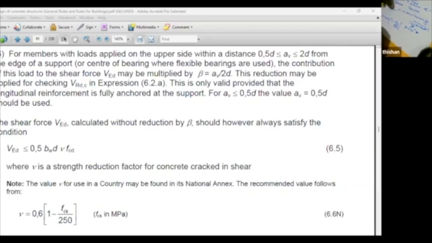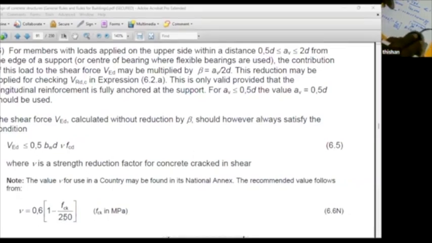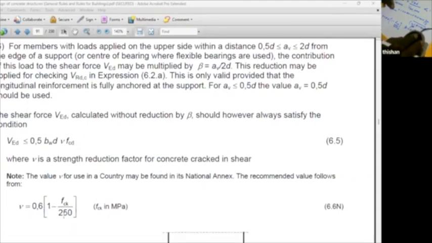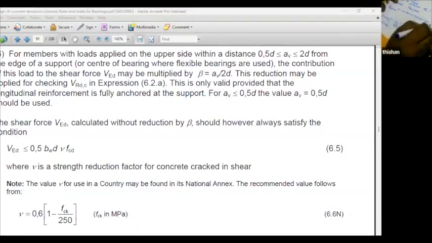Okay, so I can't see the paper. No, you don't have to see the paper. You can see the equation here. 0.6 times 1 minus FCK over 250. Okay. FCK is 30. This equation gives 0.528. 0.528. Okay. Now show the paper.